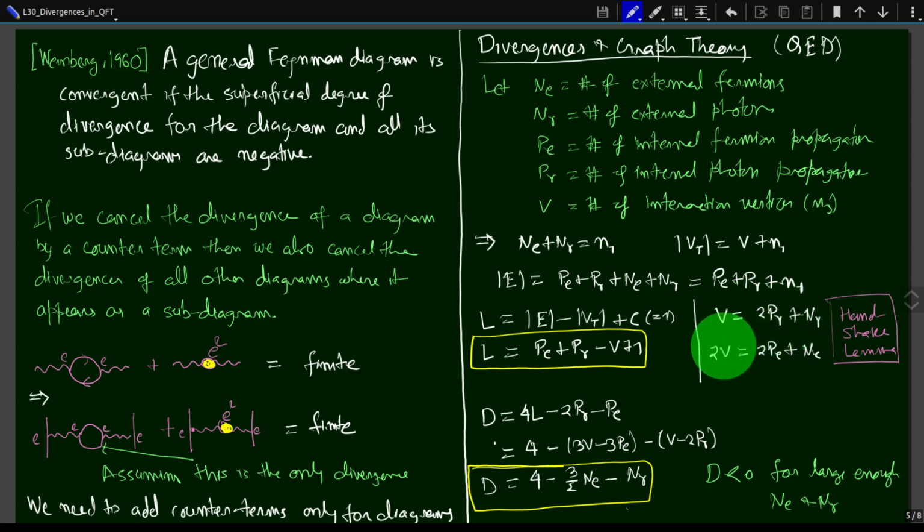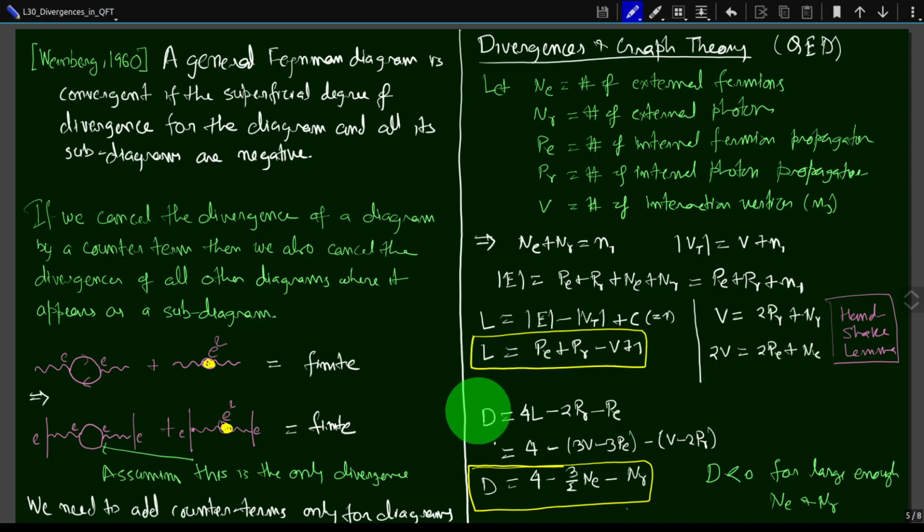Now similarly if I do it for fermions, each vertex has 2 fermions. So 2 times V plus NE would be 2PE plus 2NE, but NE cancels. I get 2V is equal to 2PE plus NE. So this is a different way of writing the number of vertices, in terms of photons only, and in terms of electrons or the fermions only.